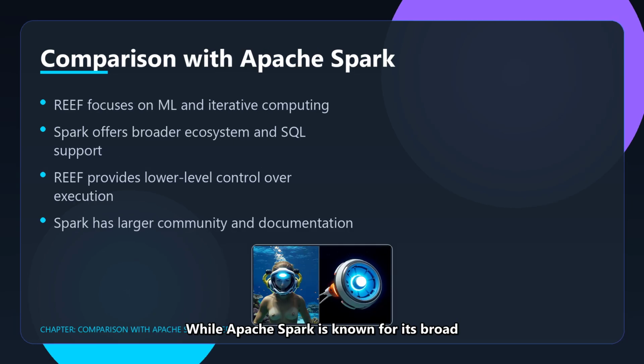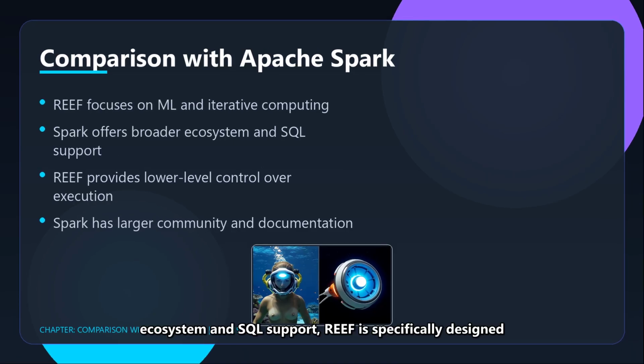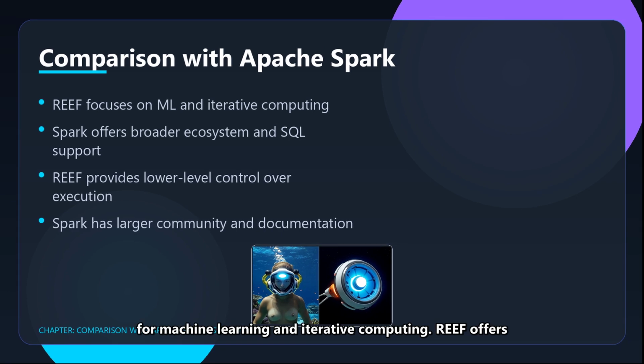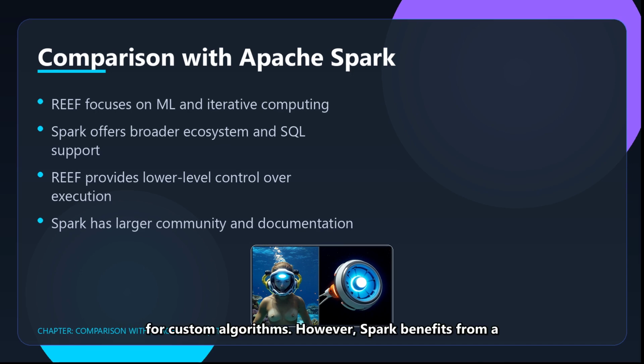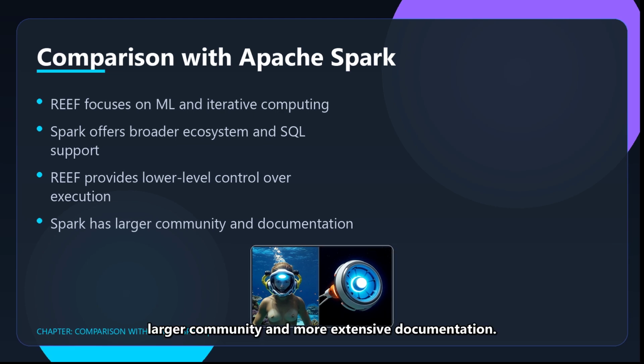While Apache Spark is known for its broad ecosystem and SQL support, REEF is specifically designed for machine learning and iterative computing. REEF offers lower-level control over execution, which can be advantageous for custom algorithms. However, Spark benefits from a larger community and more extensive documentation.